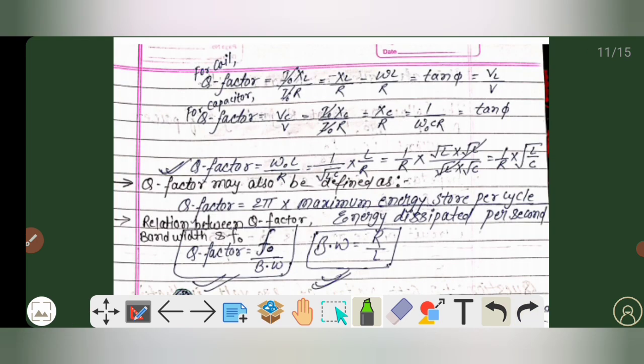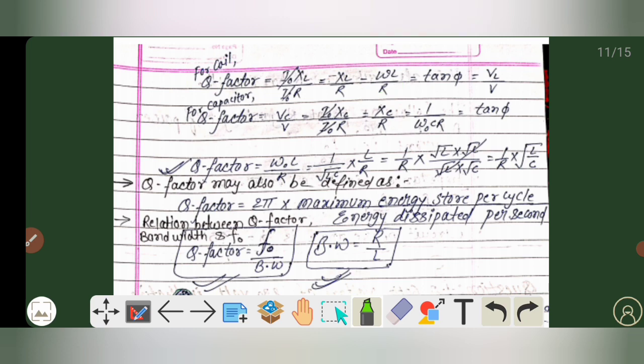So now, my dear friends, the quality factor we can also calculate by I naught XL by I naught R, that is, the voltage across inductor by voltage across resistor. And this will come out to be omega L by R, my dear friends.